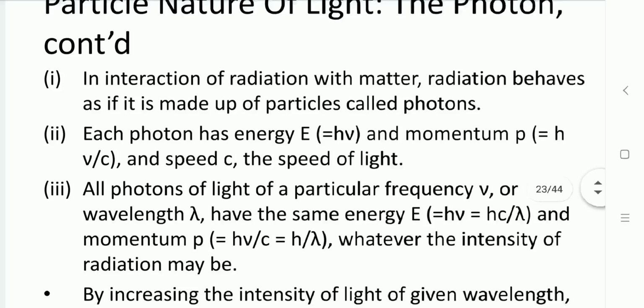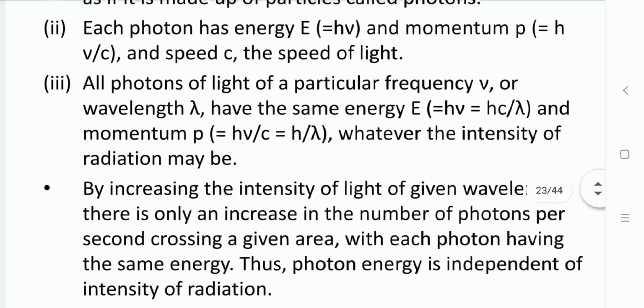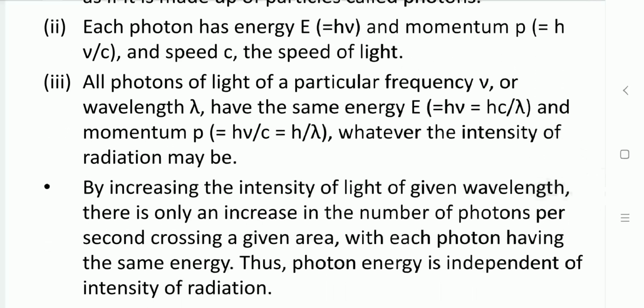Here, all the photons of light have a particular frequency v and wavelength lambda. So here E equals hv. Let us substitute the frequency v equal to c by lambda. So we have energy E equal to hv equal to hc by lambda, and momentum hv by c equal to h by lambda.